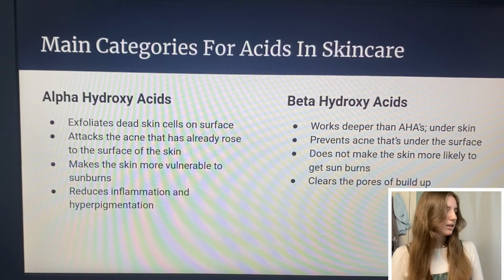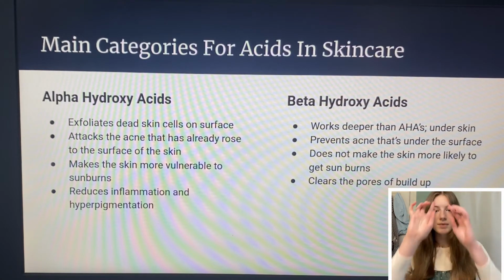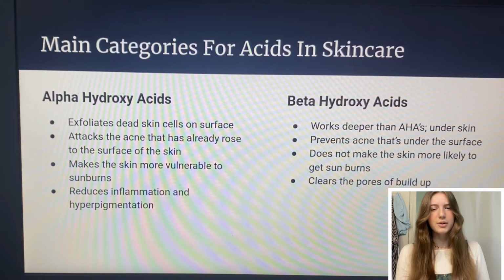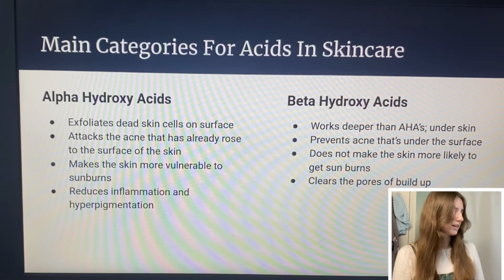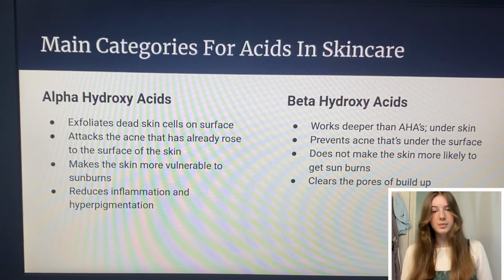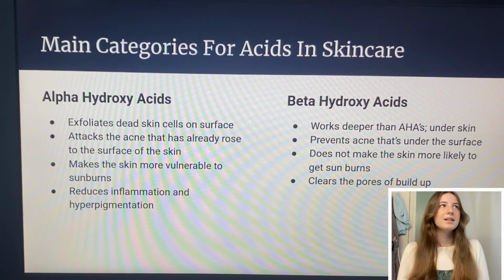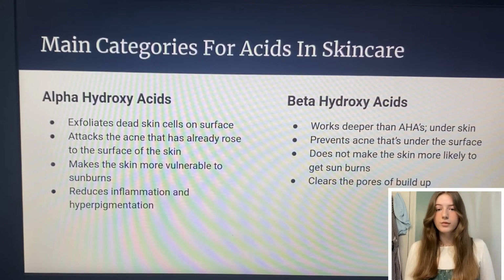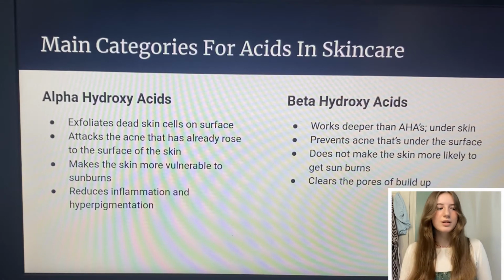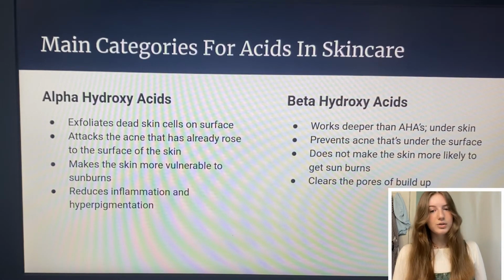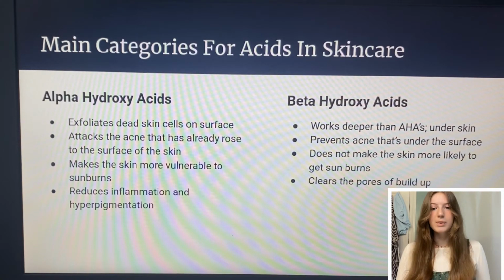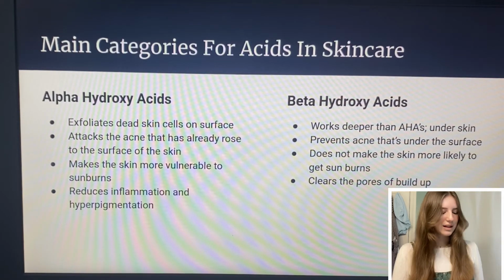So AHAs are more for the surface of your skin, they exfoliate. They're chemical exfoliants, so they're not like some physical exfoliants where they're little beads, but it's a chemical exfoliant. It's meant for surface level things. It does make your skin more vulnerable to sunburns if you're not using a sunscreen with it, because the acid is slightly irritating if you have sensitive skin, but for most people you should just use sunscreen with it to be safe. It's meant to reduce inflammation, if you have a breakout or something like that, or if you have hyperpigmentation from maybe old pimple scars. That's what that's meant for.